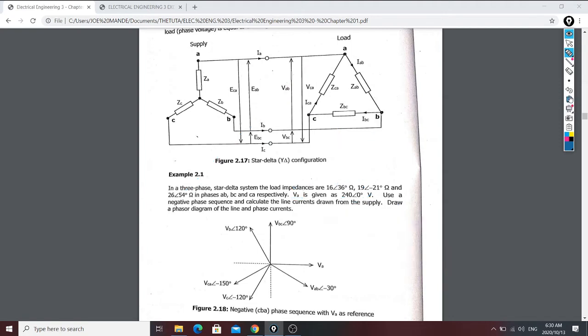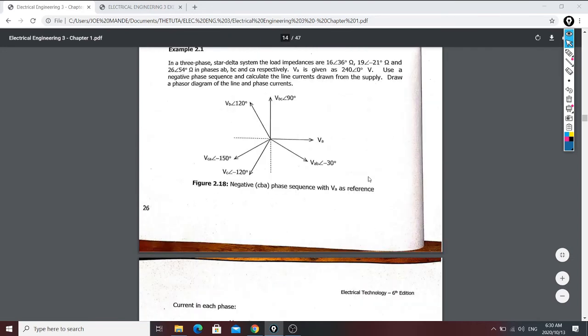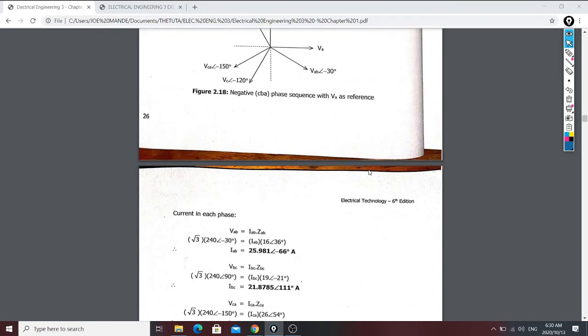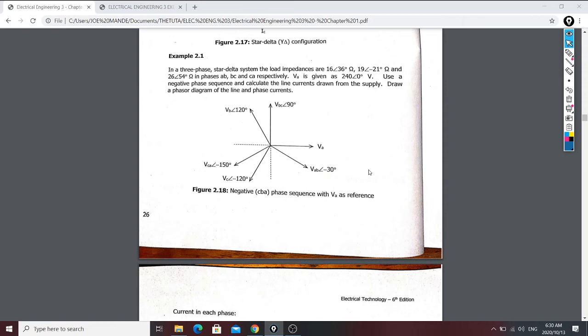So that's basically the idea. Once you notice that the given voltage is a phase voltage, we need to pick up another important piece of information: which sequence it is. Here it says negative phase sequence, and therefore you are going to draw a negative phase sequence using your VA as the reference. We have already explained how to draw the phase sequence in our previous video. After you draw your phase sequence, you can start the calculation, because the question was to draw the phase sequence diagram and calculate the line and the phase current.